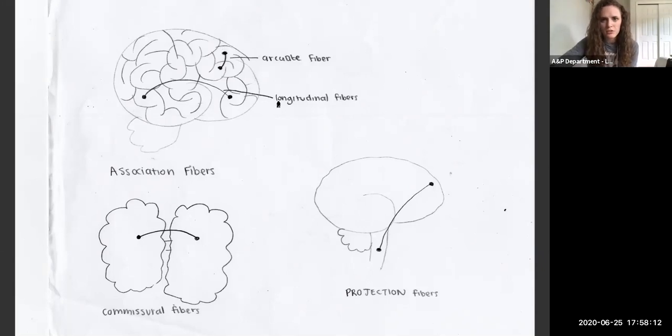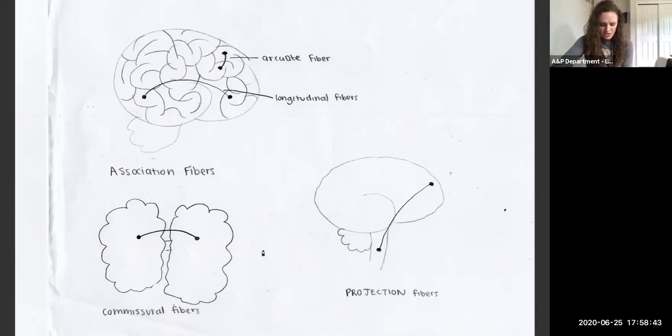Your longitudinal fibers go from one lobe to another lobe. And these are association fibers. Both of those are association. So our first association, arcuate, is one gyrus to another gyrus. Your second association fiber is one lobe to another lobe. Your commissural fibers are fibers that jump from one side of your brain to the other side of the brain. So it communicates between the 2 different hemispheres.